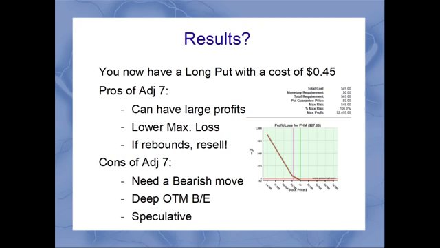What are the advantages of this adjustment? Well, I can have large profits. This thing really craters in the next 10 to 14 days, drops to 22, 21, or 20. I've made 4 points on a 45-cent investment. Fantastic. Lower maximum loss. The most I can lose now if it recovers and moves back up is 45 cents. About 2.5 times that initial net credit we received.